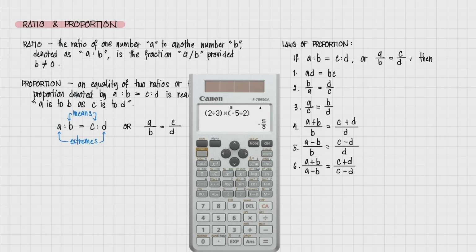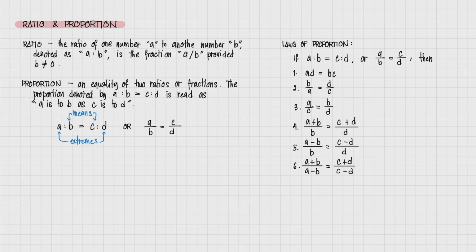So, let me just hide our calculator. So, ratio and proportion. So, what is ratio? So, ratio is the ratio of one number, A, to another number, B, denoted as A is to B. So, it is the fraction A over B, provided your B is not equal to 0.